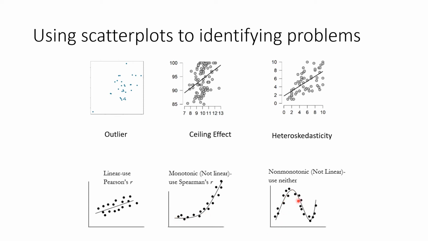And here there are 2 bends, and that's too much. So that means you can't really do either. So you shouldn't use either Spearman or Pearson correlation. But if there's just one bend, it's called monotonic. It's nonlinear but monotonic, just one bend. That means you can use Spearman.